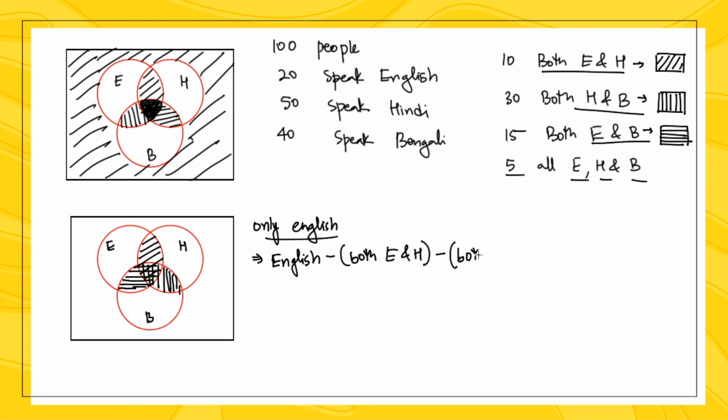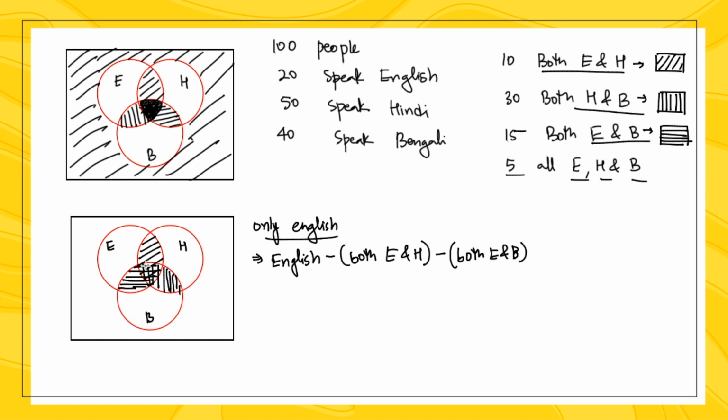So both English and Bengali. But when you are doing this, you have subtracted from the total English people those who speak English and Hindi both, and those who speak English and Bengali both. Now in this whole process, you have subtracted this region 2 times, right? One while subtracting English Hindi, one while subtracting English Bengali. So that means this region needs to be added once.